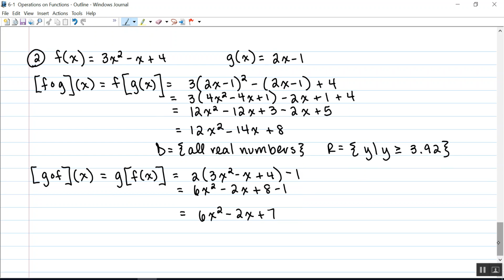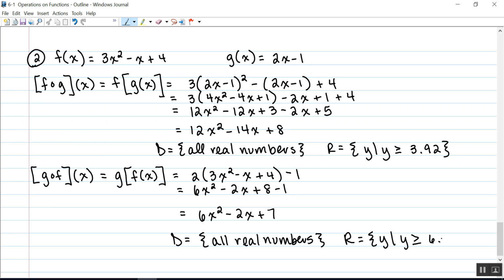My domain, again, since this is a quadratic function, is all real numbers. The graph of this is a parabola opening upwards. So my range is the set of all y such that y is greater than or equal to, and using my calculator, I found out that the minimum value of this function was 6.83.